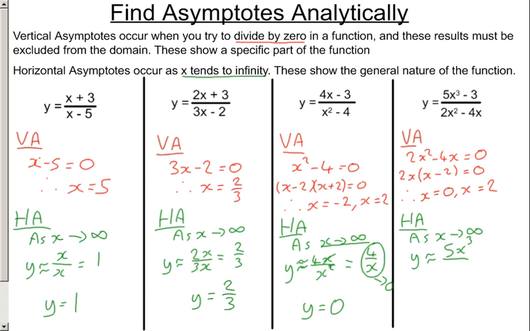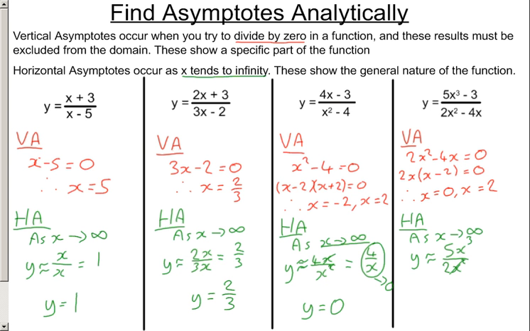Imagine 10 compared to 100. 100 compared to 100 squared, which is 10,000. The 100 isn't very significant compared to the 10,000. A million compared with a trillion. Huge difference there when we square them. So the 4x is actually insignificant here, so we end up with just the x squared on the bottom.